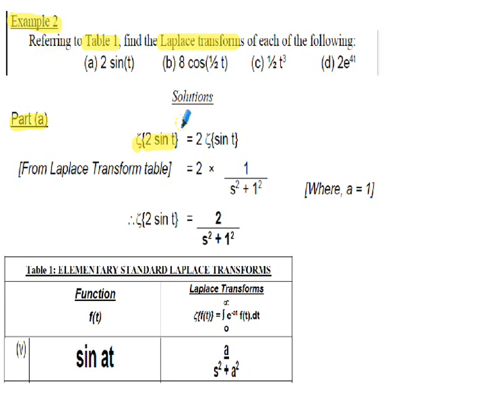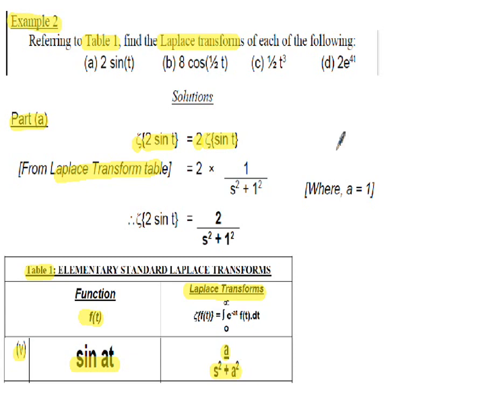Now the 2 is just a factor on the sine of t, so I can take the 2 outside the Laplace transform. So on the right hand side of the equation I've written 2 times the Laplace of sine of t. Now referring to our Laplace transform table, an extract of which is shown below here for convenience, item 5 in the table shows us the function of t, sine at. The Laplace transform of sine at is given as a divided by s squared plus a squared.